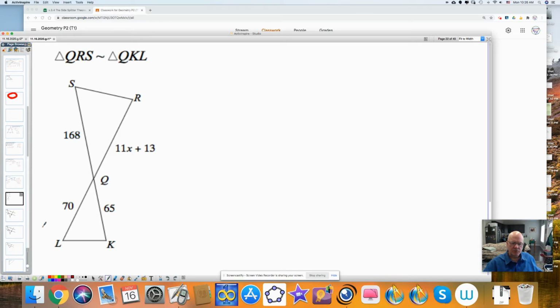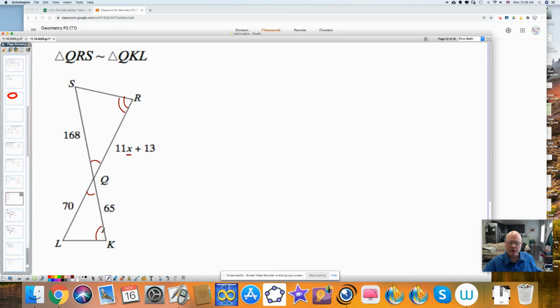This last one, we're also looking for x. And here I have that triangle QRS is similar to triangle QKL. Well, these are vertical pair. Which other angles are congruent? These don't look parallel, so I'm not going to mark K and S. I'm going to look at angle QRS, this angle, and angle QKL.